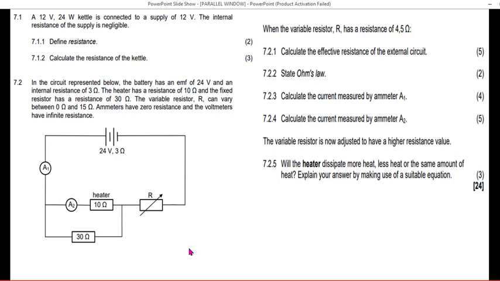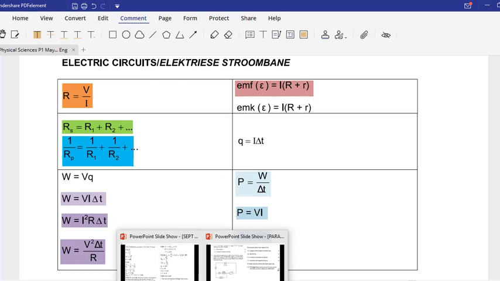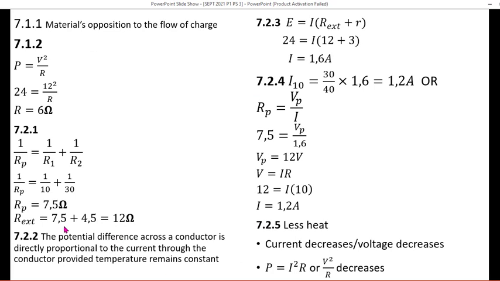So the formula that will be appropriate is the one involving all the resistors and the EMF, which is: EMF is equal to the total current multiplied by the sum of the external and the internal resistance. So we quote this formula as it is here. We write it down.